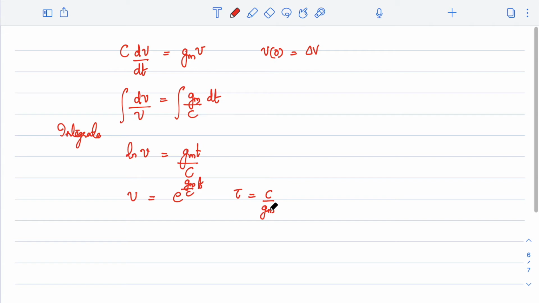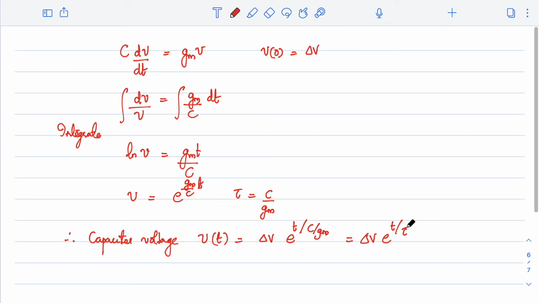I have just written the current in the capacitor, and that current is actually provided by the current source. We have a controlled current source here. So now if I'm integrating and getting the final voltage, the capacitor voltage can be written as V of t is equal to the initial voltage, which I'm considering as delta V, into e to the power of t divided by C by GM, right? Or I can say it as delta V into e to the power of t by tau. Does it make sense what I have done?